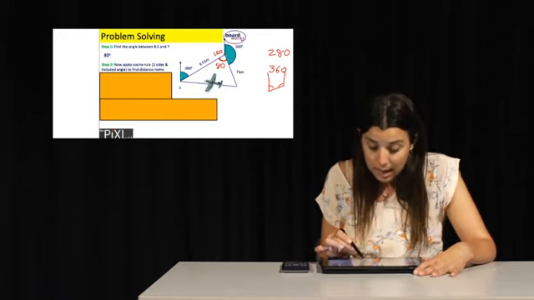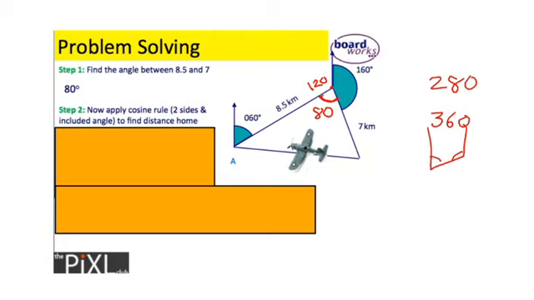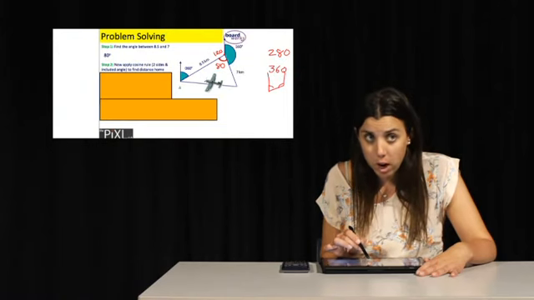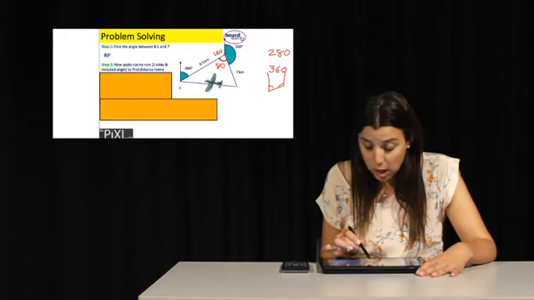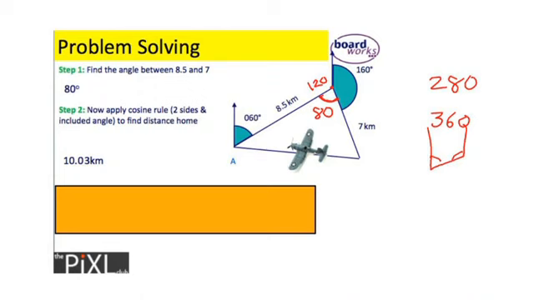The sides are 8.5 and 7, and our included angle is 80. If you apply the cosine rule, you're then going to be able to find the distance on the opposite side, which is here where the plane is, which comes out as 10.03 kilometres, correct to 3 significant figures.